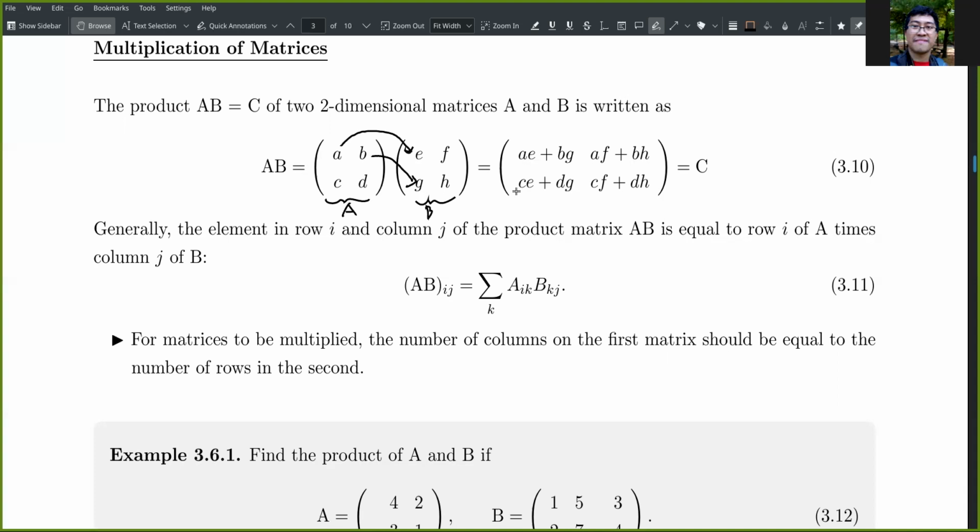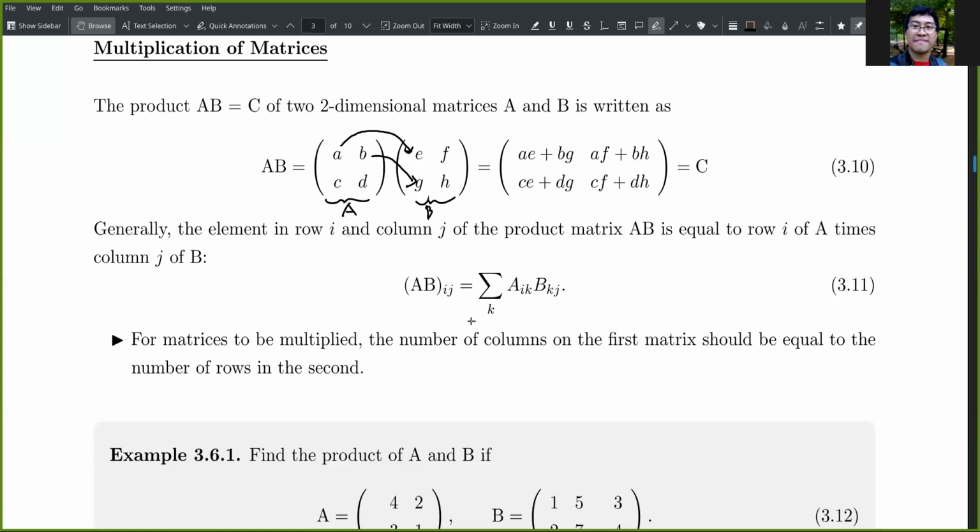In the second row, for the first column, you multiply C, D and E, G. So you have CE plus DG. On the second row and second column, you have CF plus DH, like this. Generally, the element in row I and column J of the product is equal to row I of A times column J of B.